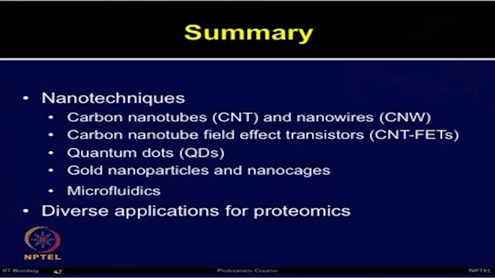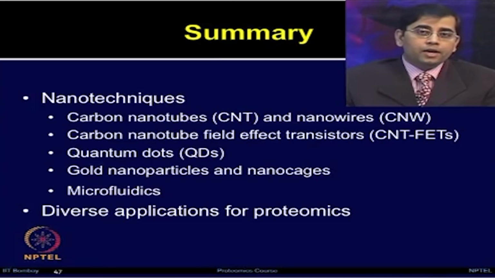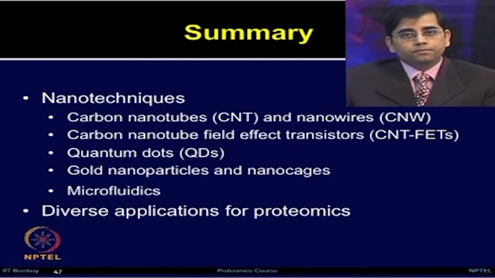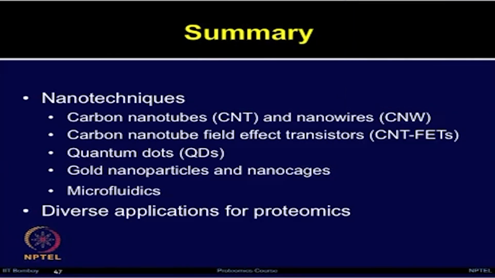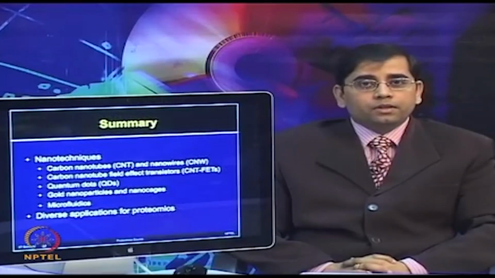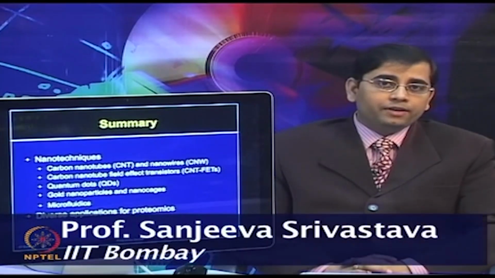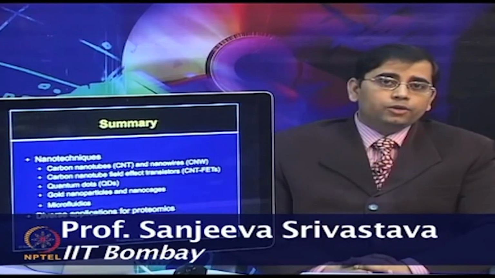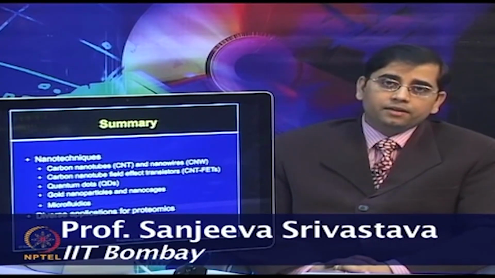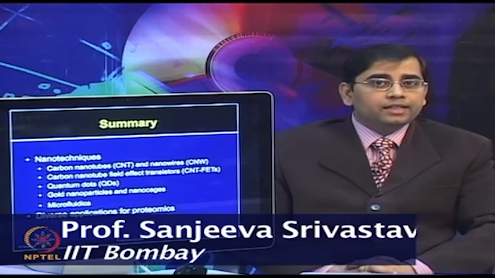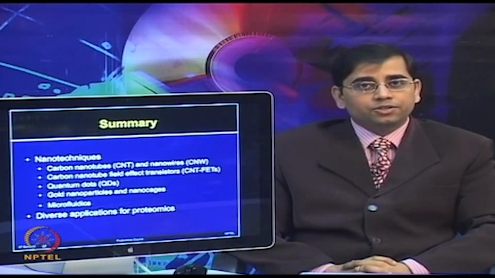In summary, today we discussed different types of nanotechniques such as carbon nanotubes and nanowires, carbon nanotube field effect transistors, quantum dots, gold nanoparticles and nanocages, microfluidics. We discussed merits and demerits of each of these techniques as well as some of the potential applications. Now, there still remain many challenges associated with this field. However, by looking at some of these applications, it can be concluded that nanotechniques can offer significant advancement in the proteomics research. Thank you.